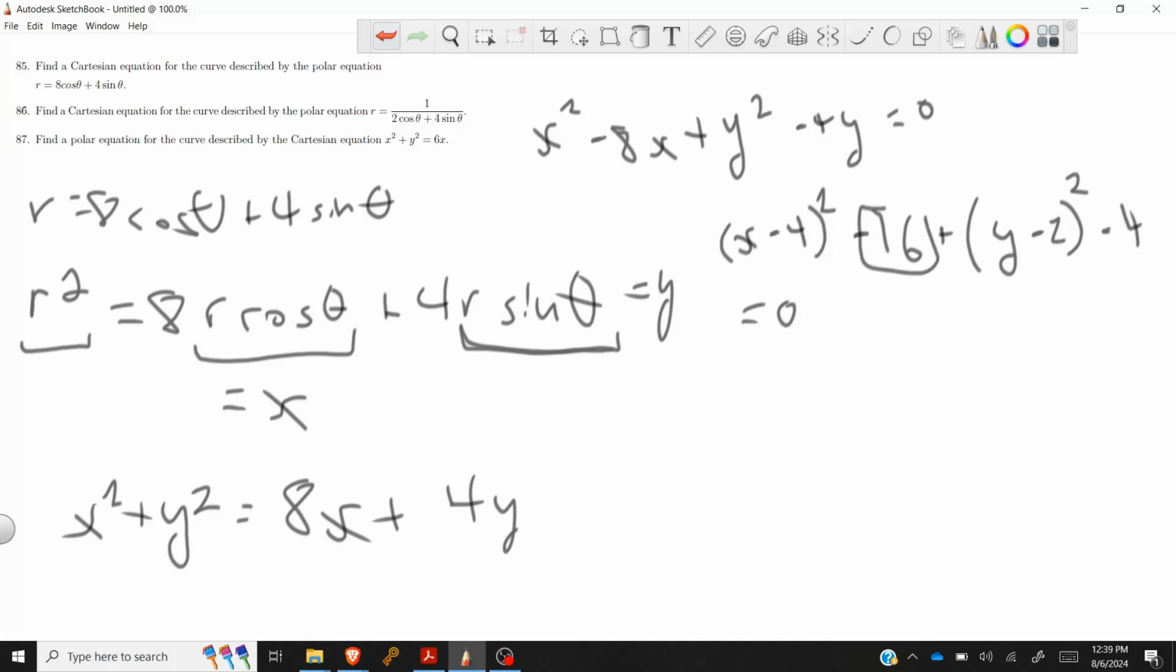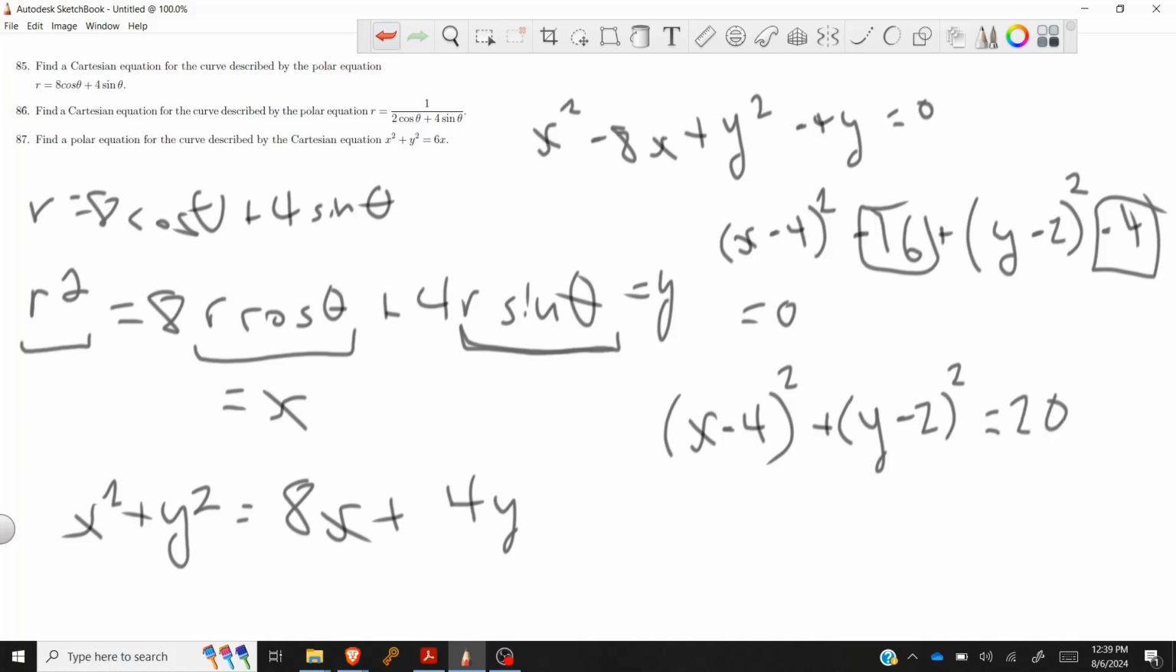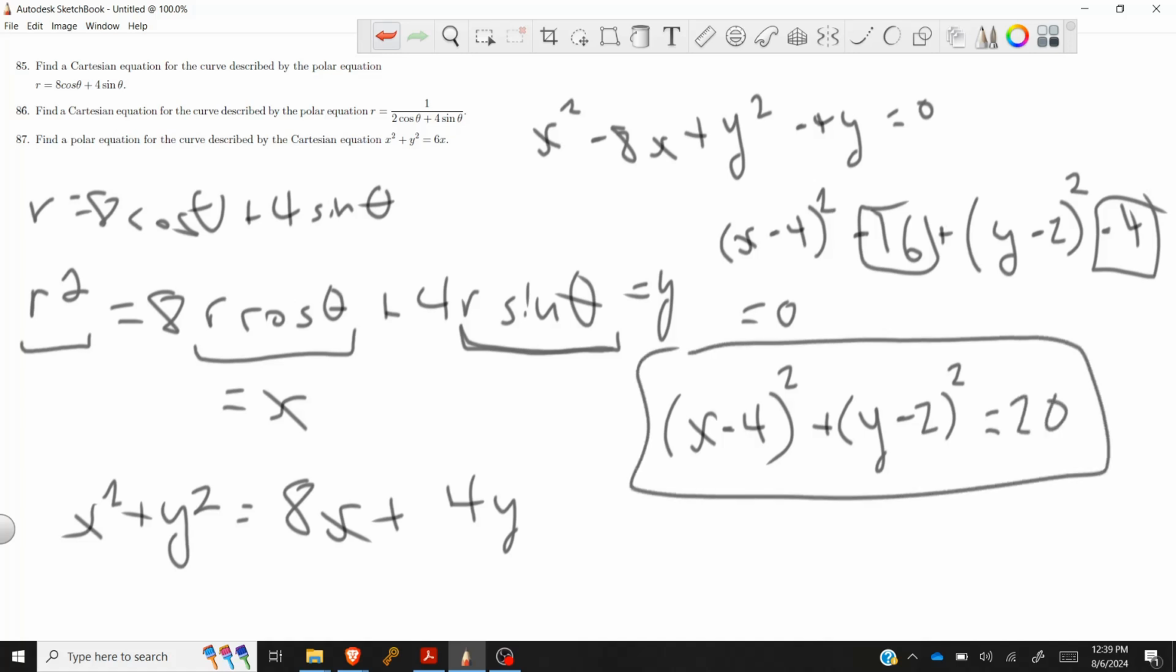So now let's add our integers over, and we get x minus 4 squared plus y minus 2 squared equals 20. And this will be our answer for that first question.